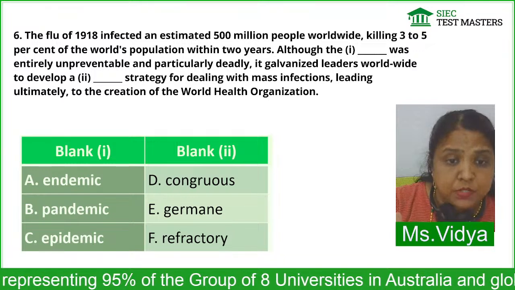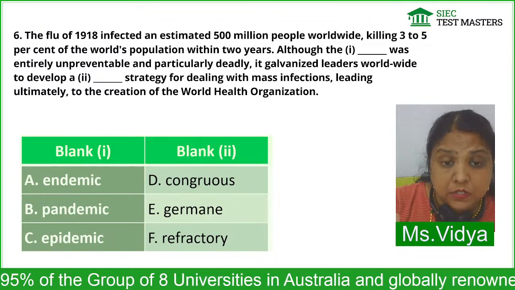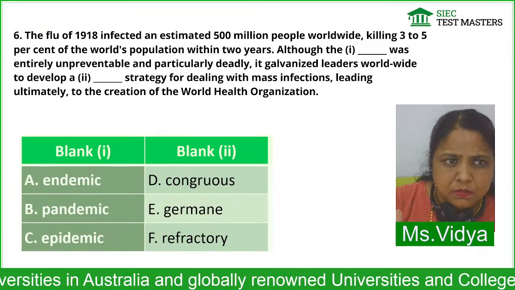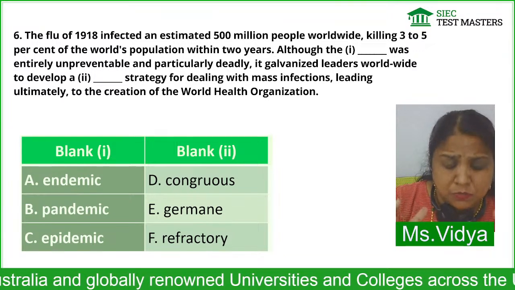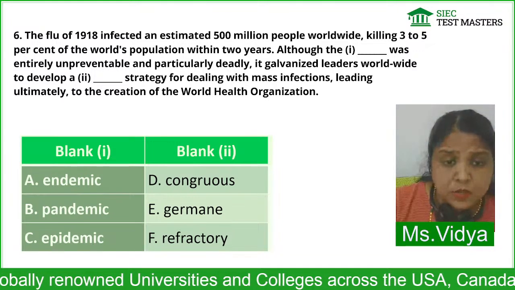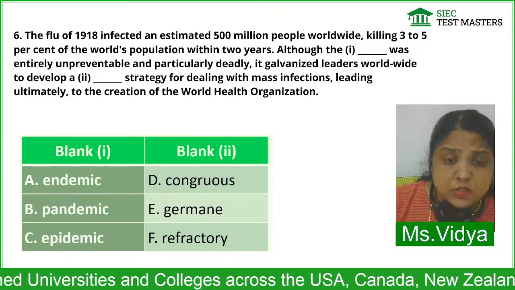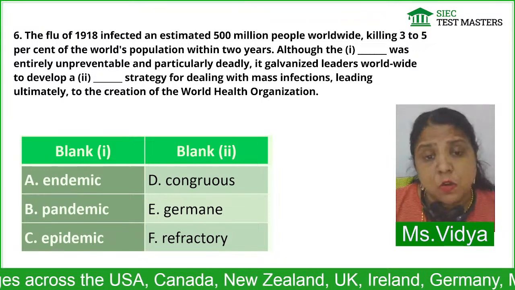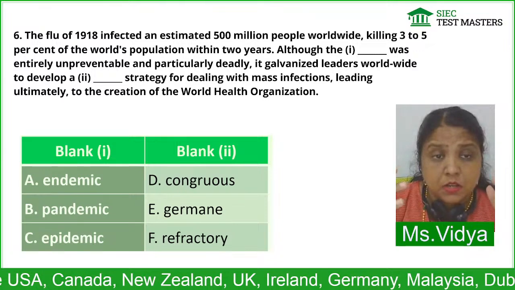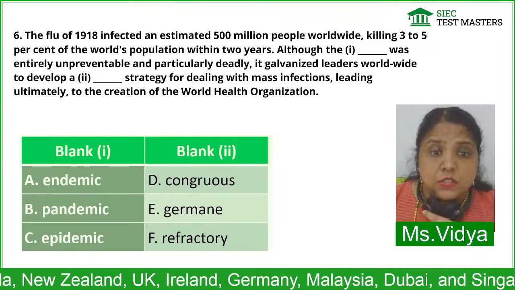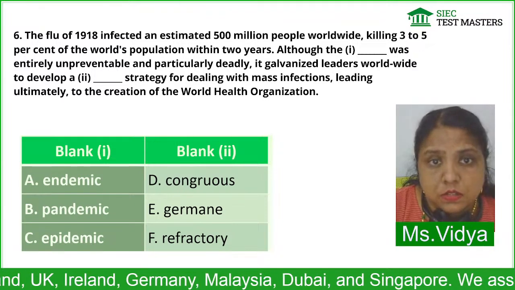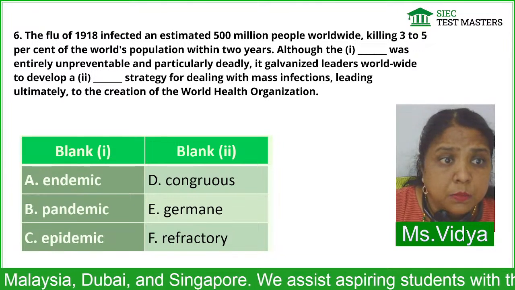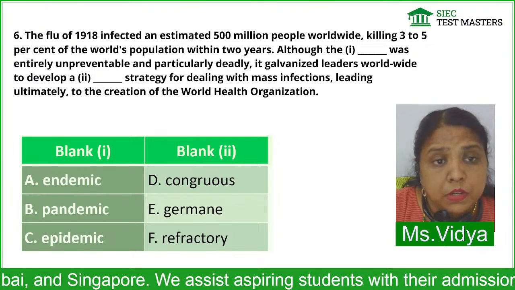Germane is like apt, suitable, relevant. So apt doesn't make sense here because they're yet to develop a strategy, or they were yet to develop a strategy. Refractory is like stubborn, immune, which doesn't make sense. Congruous, because all of them came together in agreement to develop a strategy. That's why congruous is the right answer here, because although it was unpreventable, they wanted to prevent it.